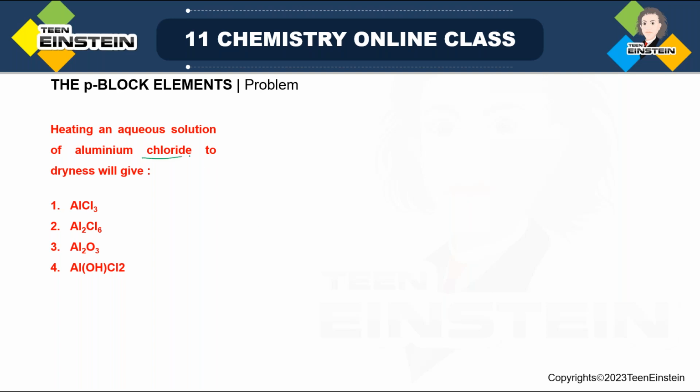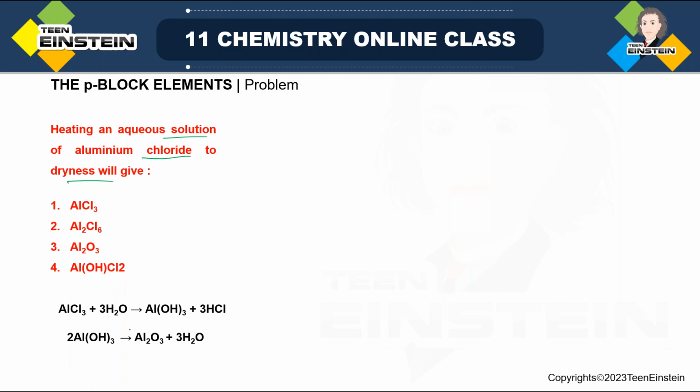Heating an aqueous solution of aluminium chloride to dryness. Suppose you have taken some aluminium chloride aqueous solution and you are heating it in such a way that ultimately all the water is evaporated and it is completely dry. Then what will form? Now in the first slide of today's class, in the properties section of AlCl3, we have seen how it reacts with water. But simply reaction with water will not give us the answer, because it is saying heating an aqueous solution to dryness. It is a completely different thing happening here.